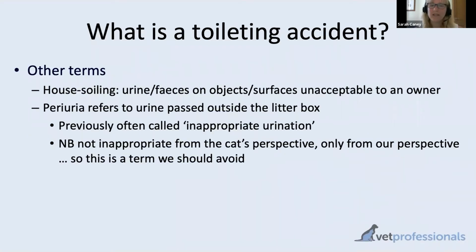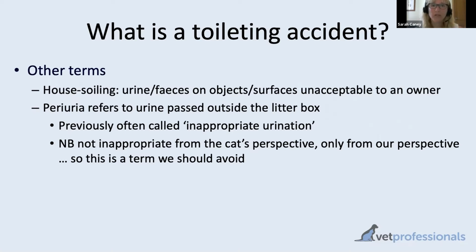So firstly, let's look at some of those terms. So what is a toileting accident? What do I mean by that? Well, really probably a better term to use would be house soiling, which means where urine or faeces or both are passed inside the house and not within a litter tray or suitable cat toilet.